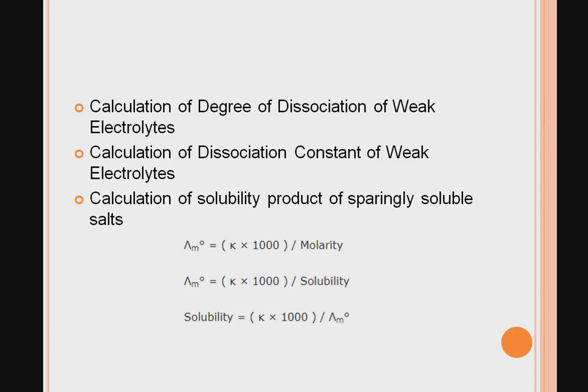Then, the fourth application is you can calculate the solubility product of sparingly soluble salts. The formula of molar conductivity you have already read. It is kappa into 1000 upon molarity. Instead of molarity, you can write solubility. So from here, you can get solubility in moles per liter of a sparingly soluble salt.